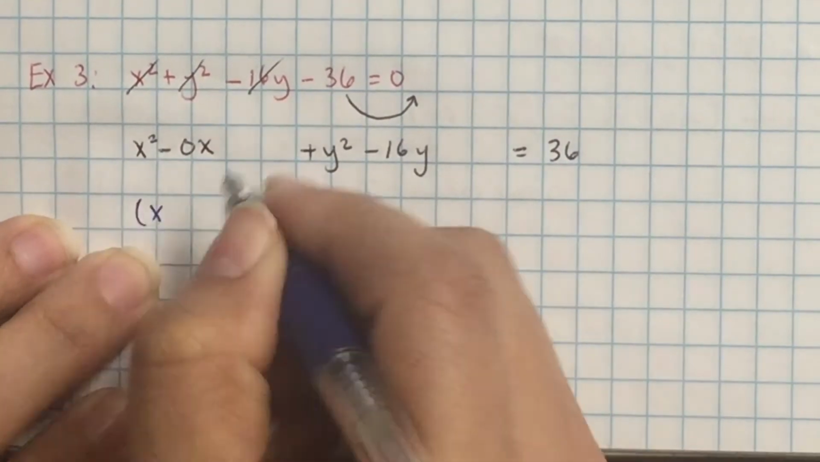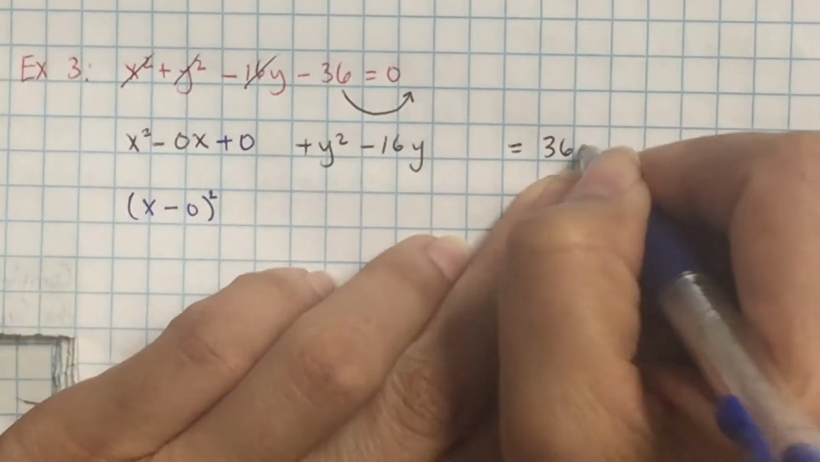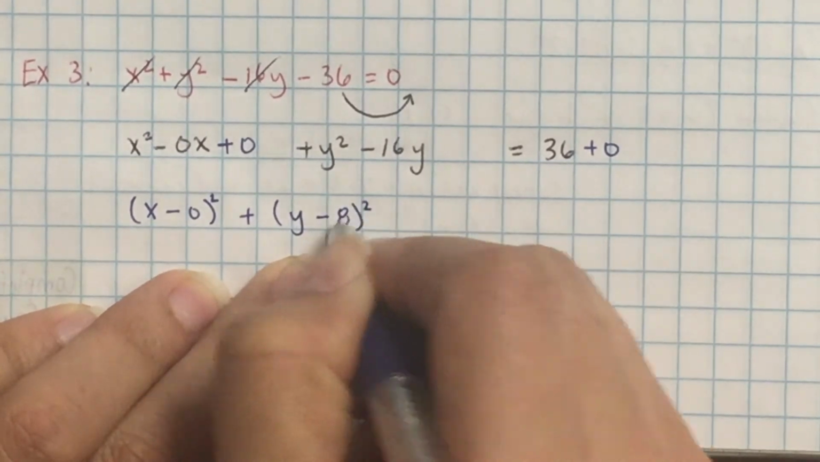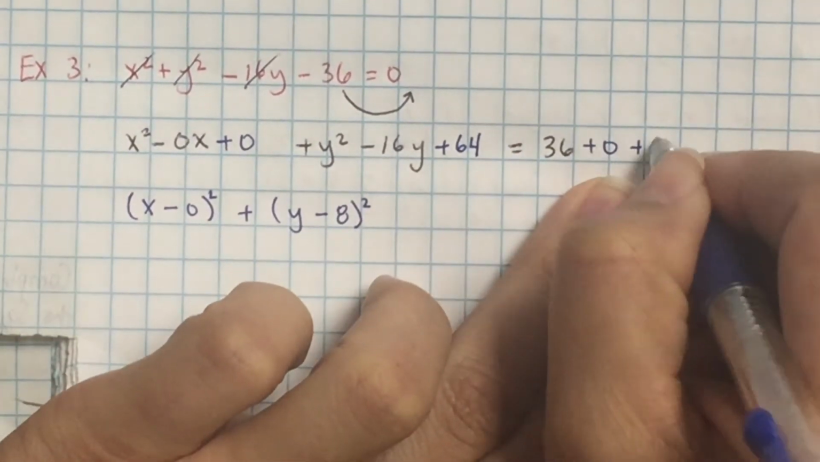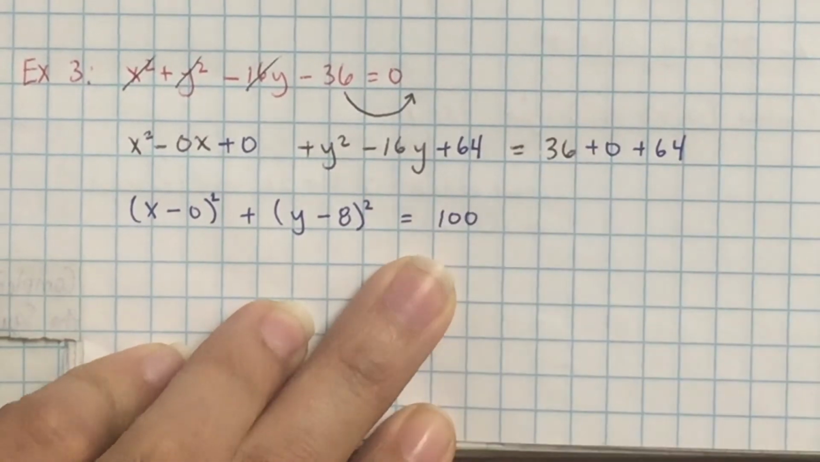Then do x minus, half of 0 is 0. Squared is also 0. Add 0. y minus, half of negative 8 is negative 4, squared is positive 16, so times squared is positive 64. Add 64 to the other side. Combine all of that in a calculator, that's 100.